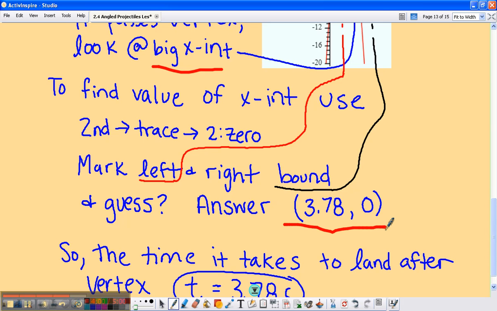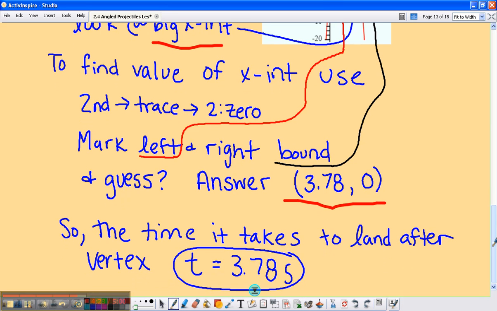Except it's giving you the answer in mathematical coordinate form. This is x and this is y. That does not mean anything in physics, so you have to tell me what that means. You cannot give me this answer. So what it's saying is the solution for x, the x-intercept, the root, the 0, is 3.78. Okay, and that means, since we're trying to solve for time, that the time it takes to rise up to the peak and then fall back down to 7.5 meters is 3.78 seconds.